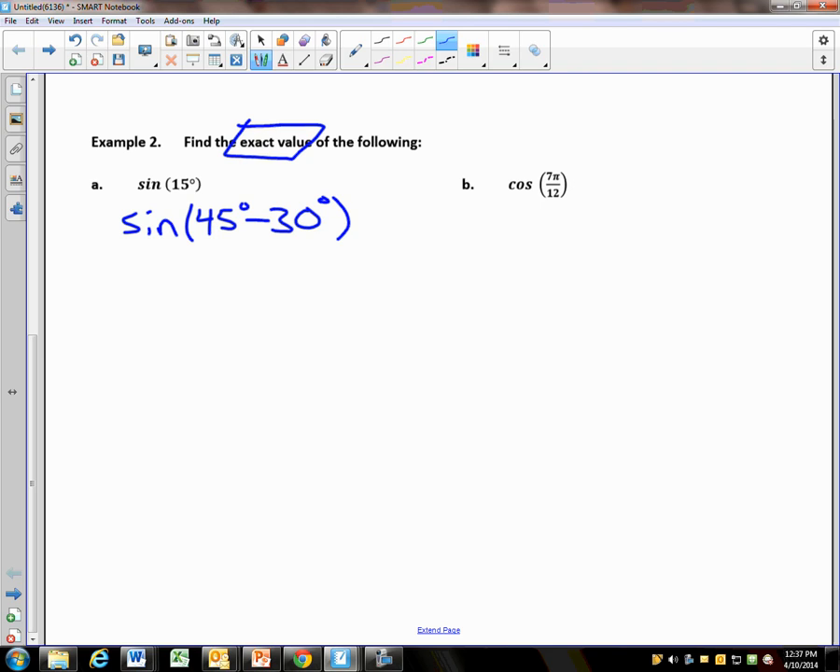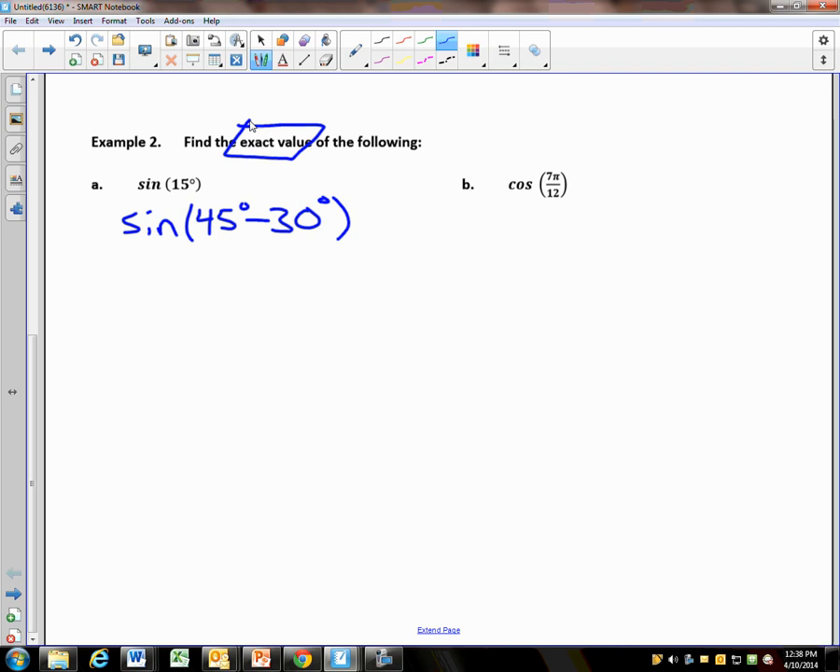You could also use the sine of 135 degrees minus 120 degrees. You could also use the sine of 150 degrees minus 135 degrees. You can use any combination that will give you 15. It doesn't matter. You're going to come up with the same answer. It's entirely up to you. I'm going to use 45 and 30 because I think that's what people would choose. Some people chose 60 and 45. That's fine. Either way, you're going to come up with the same answer.